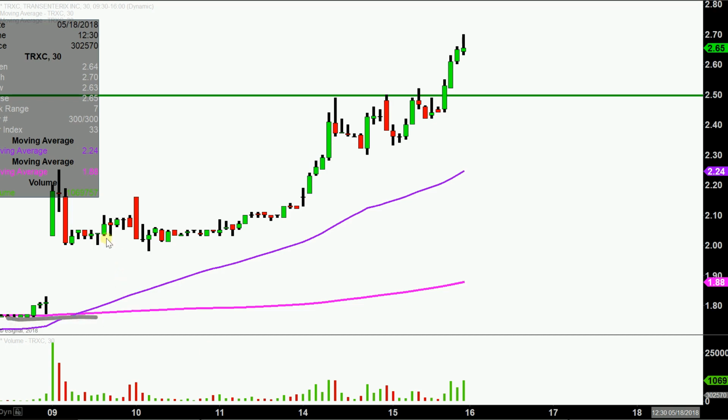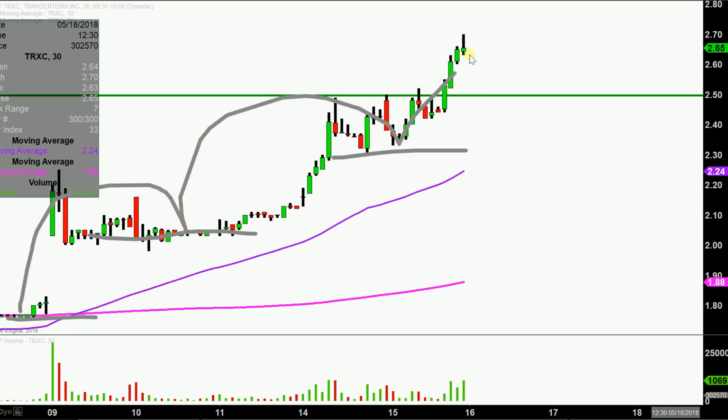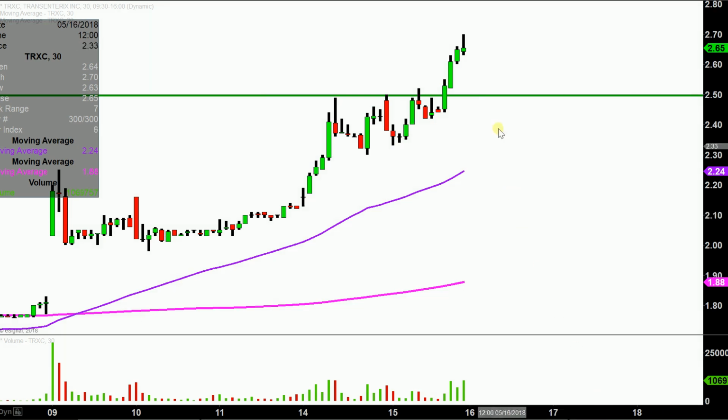And what has it been doing? Well, it's been building these higher lows. And as long as the price builds these higher lows as time unfolds, then everything else takes care of itself, including breaking levels of resistance. So another nice move today. We'll see how this one continues to play out.